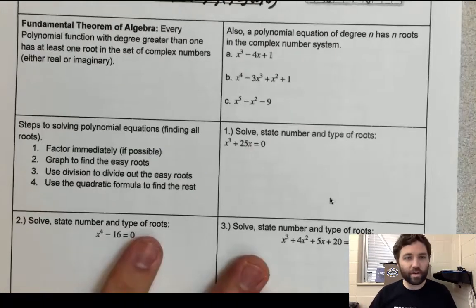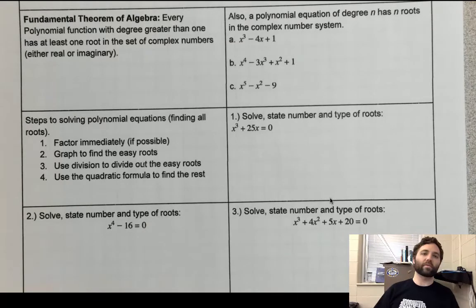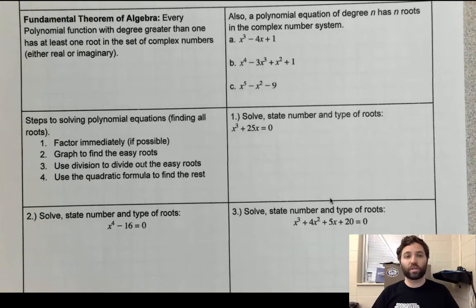Okay, let's talk about the fundamental theorem of algebra. This theorem says the following. Every polynomial function with a degree greater than 1, so basically any interesting polynomial function, has at least one root in the set of complex numbers, either real or imaginary. Remember, we talked briefly about how the complex numbers include both the real numbers and the imaginary numbers. The fundamental theorem of algebra says if you have a polynomial function, then whatever the degree is will be that number of real or imaginary solutions.